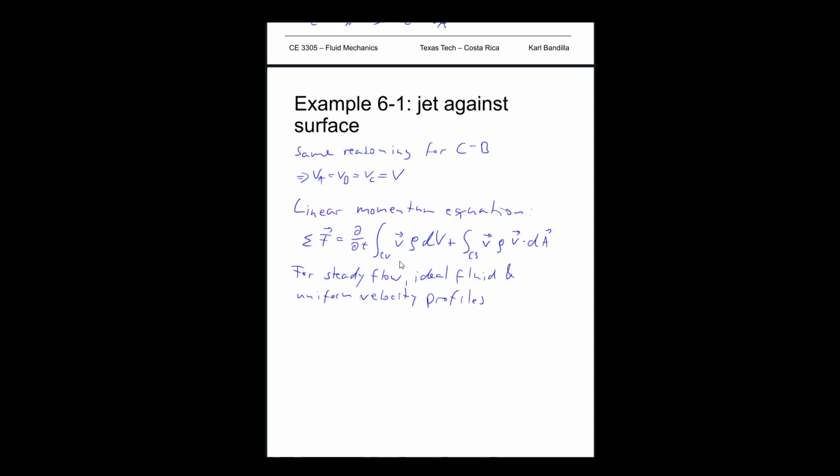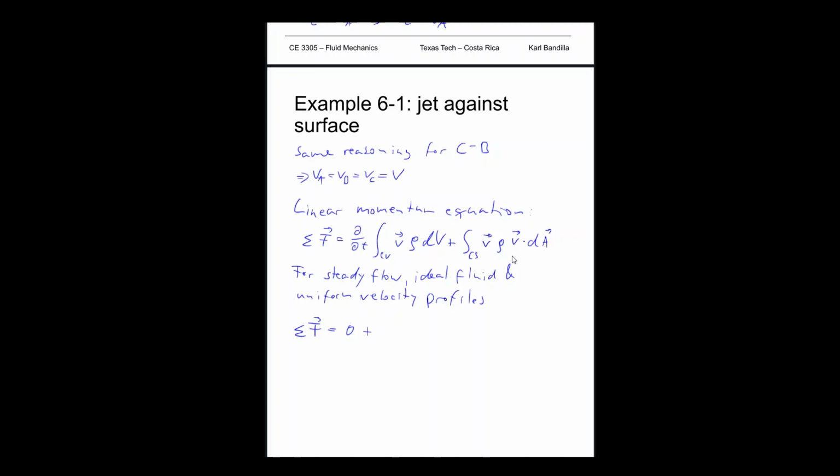Steady flow and ideal fluid, right? Ideal fluid means inviscid and incompressible. So if it's incompressible and it's steady, then the volume is not going to change. So our first term is equal to 0, right? So we can say sum of forces equal to 0. Now the second part is not going to be 0 because we flow across the control surfaces.